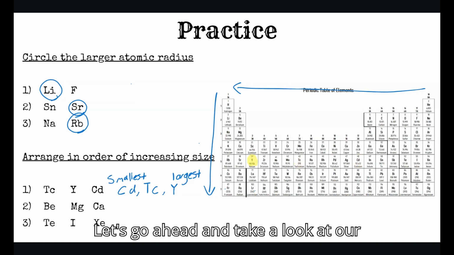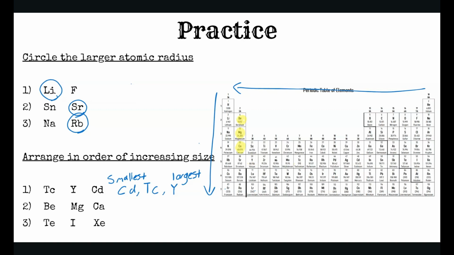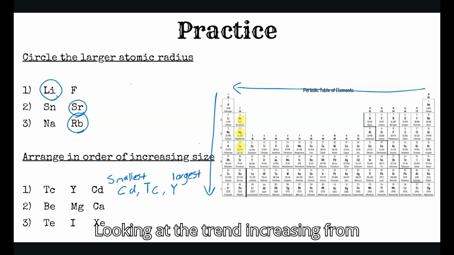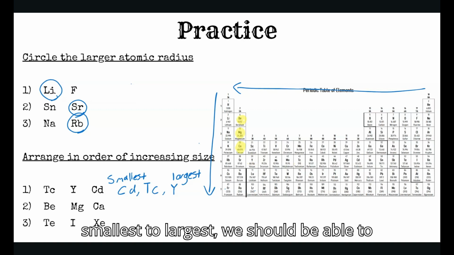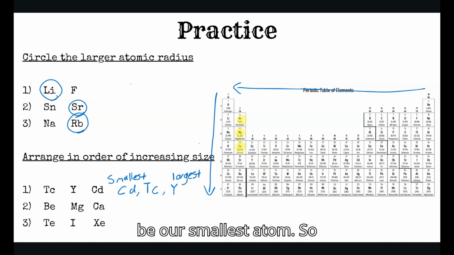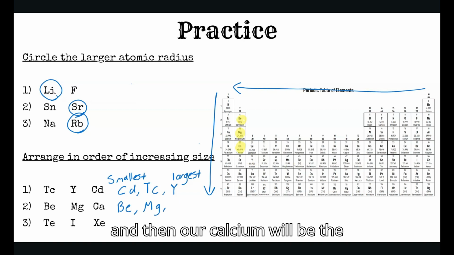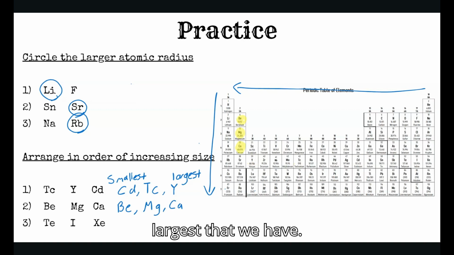Let's go ahead and take a look at our next example. So we have Be, we have Mg, and Ca. Looking at the trend, increasing from smallest to largest, we should be able to recognize that our beryllium is going to be our smallest atom. So our Be, followed by our Mg, which will be in the middle, and then our calcium will be the largest that we have.